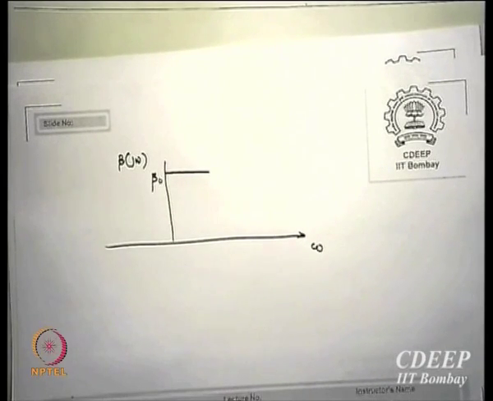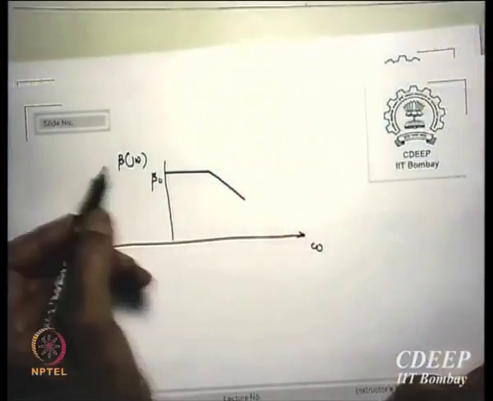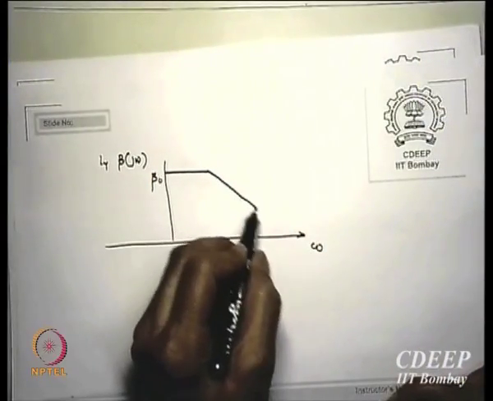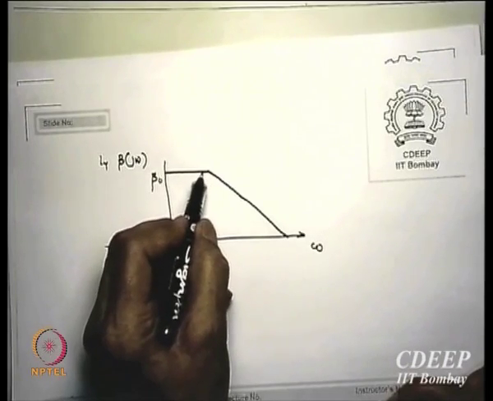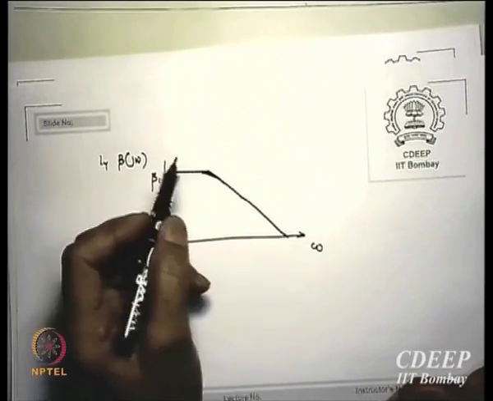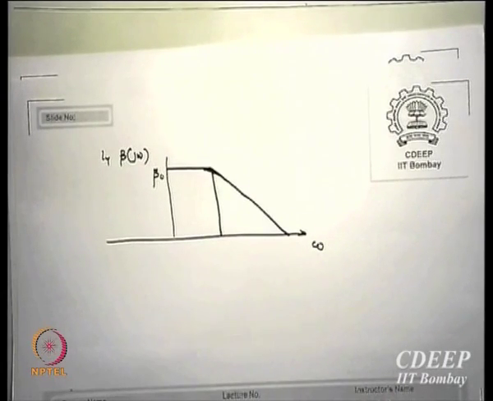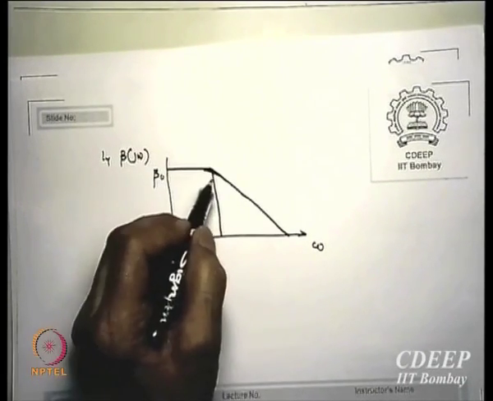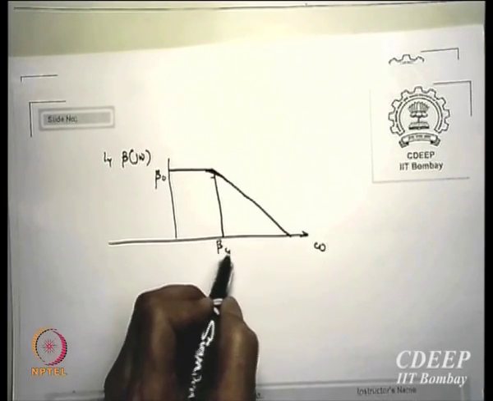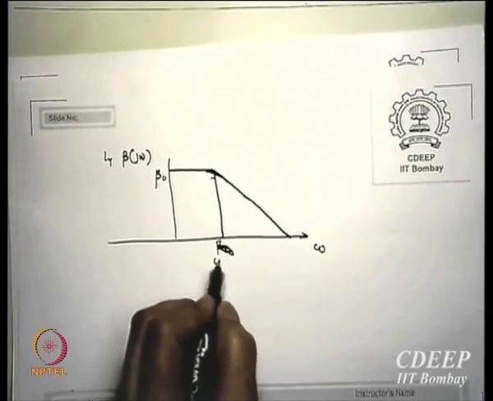And as you start increasing the frequency, what will happen? The denominator terms will become higher and higher, and beta will start falling on a log scale. If you plot, it will start falling at this point. Actually, it goes by asymptote, but the frequency at which beta falls by 3 dB, or to beta 0 by root 2, is called omega beta.